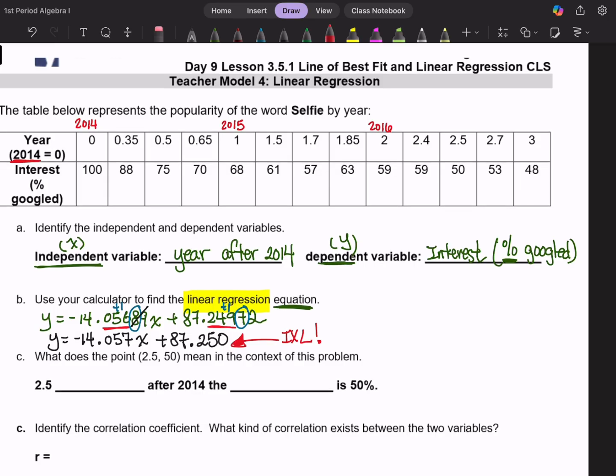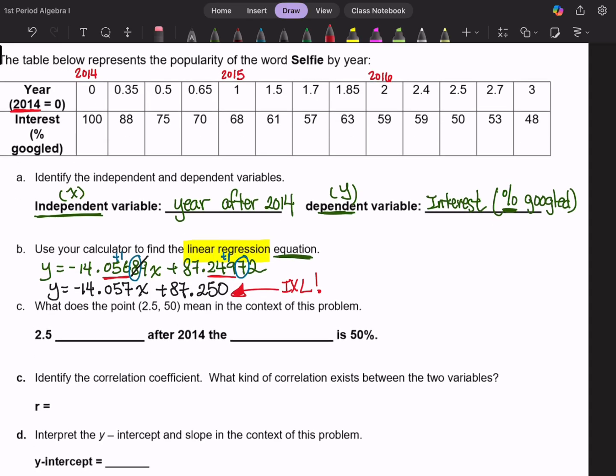Now that I have an equation, I can continue. It says, what does the point 2.5 comma 50 mean in the context of this problem? So now they're asking you to give me the units. 2.5 is x. x talks about year. So now I know that I'm talking about 2.5 years. Don't forget, you start at 2014. So 2.5 would be years after 2014.